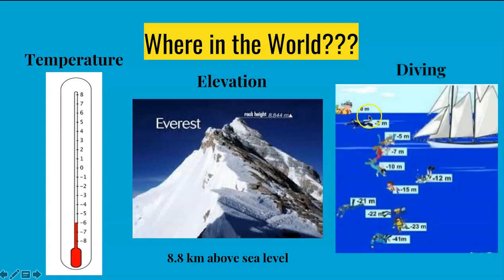We could also talk about locations below sea level. So here's sea level, right here, where the water meets the sky. It's the average level of the sea. And then this diver is 2 meters below sea level, so that's a -2. Look, this diver is 10 meters below sea level, so that says a -10. I think you get the idea.